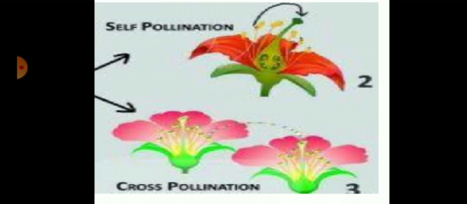In self-pollination, seeds produce weak plants and new varieties of plants cannot be produced. In cross-pollination, seeds produce good plants and new varieties of plants can be produced. Pollination takes place through different agents. They are explained.